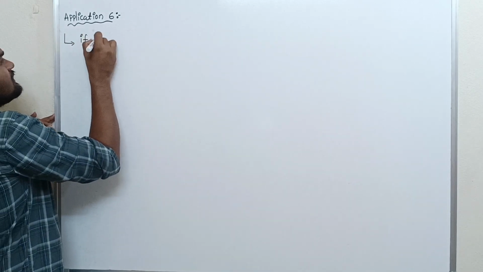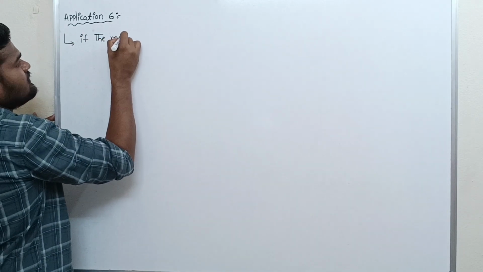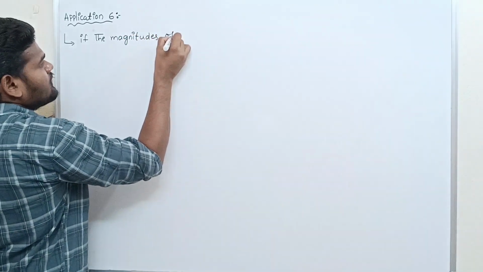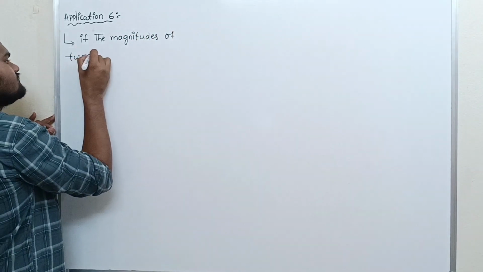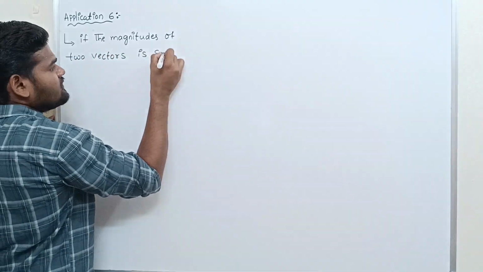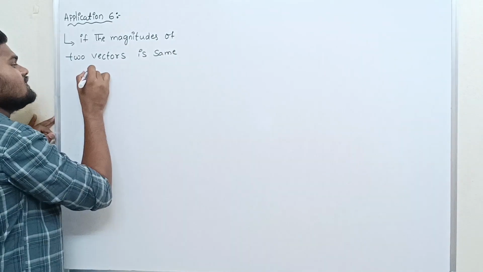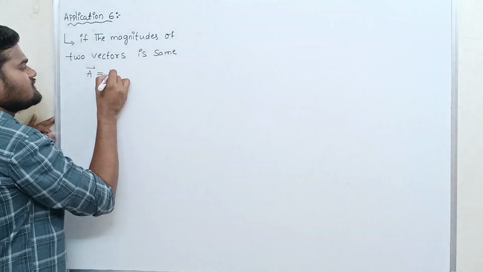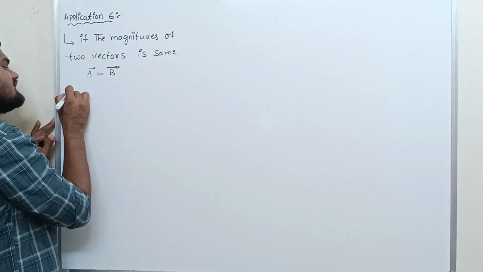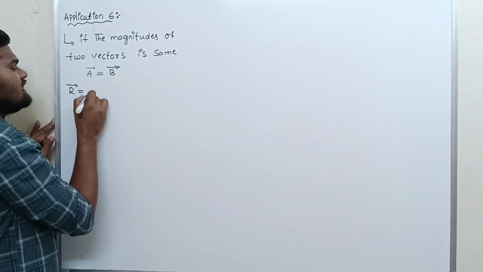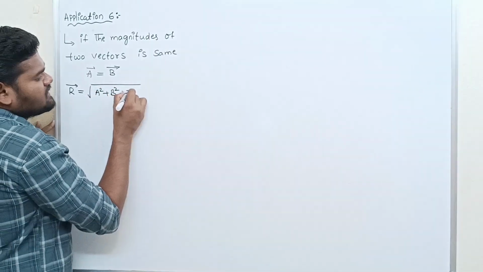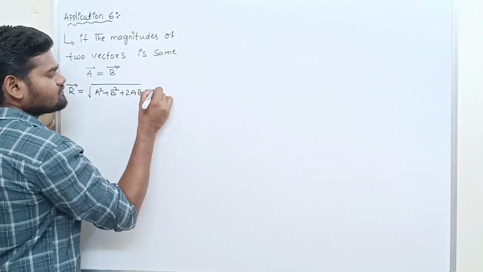If the magnitudes of the two vectors are the same, that means the magnitude of a bar is equal to b bar. Are you getting it? Right. Now what is the resultant vector? R bar is equal to the square root of a square plus b square plus 2ab cos theta.